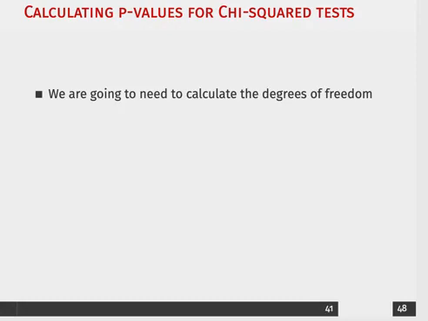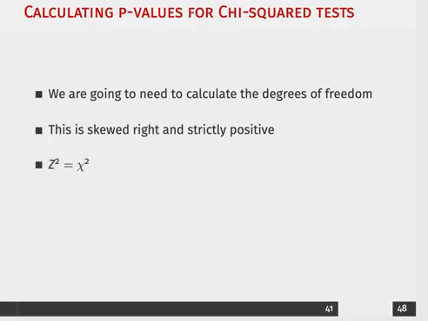So the first thing that we're going to need in order to do this in R is we're going to need to know what the degrees of freedom are. And just to remind you what the characteristics of the chi-square distribution are, it's going to be skewed right and strictly positive.